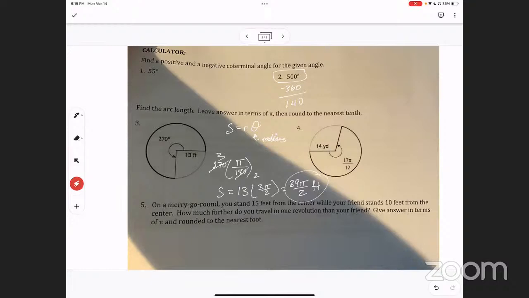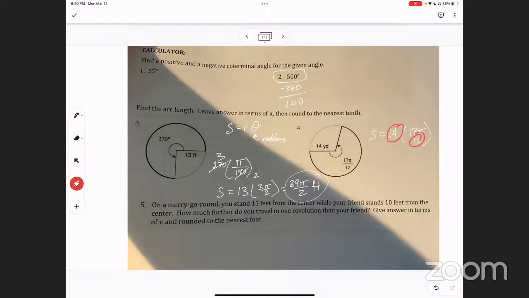How about number 4? What are we going to do for number 4? It's already in radians. You can just do S equals 14 times 17 pi over 12. Good. Should I multiply 14 and 17 together right now? Big fat no, because let's simplify before we complicate.